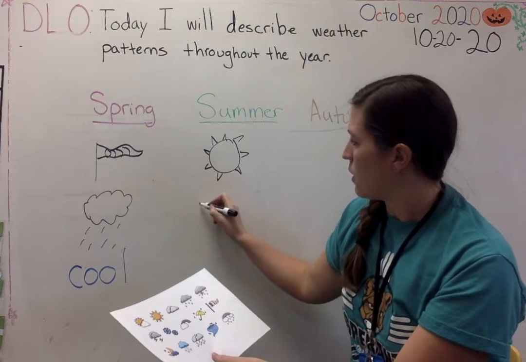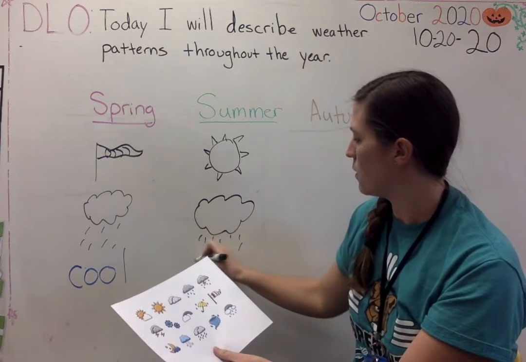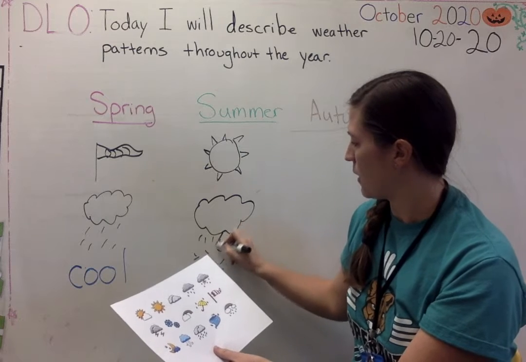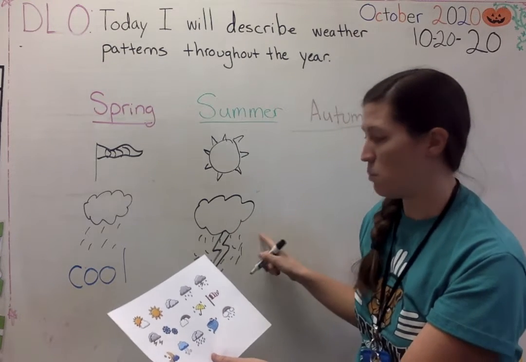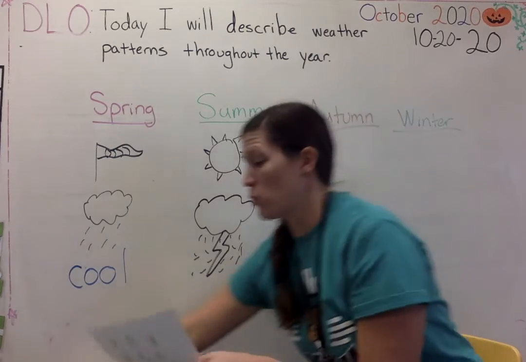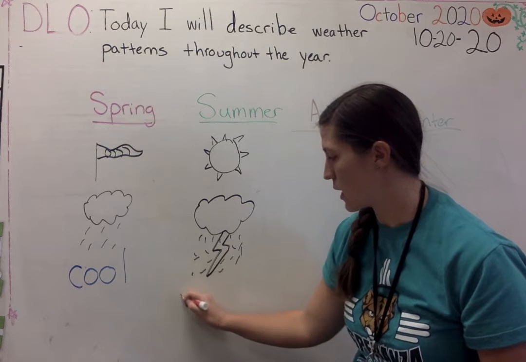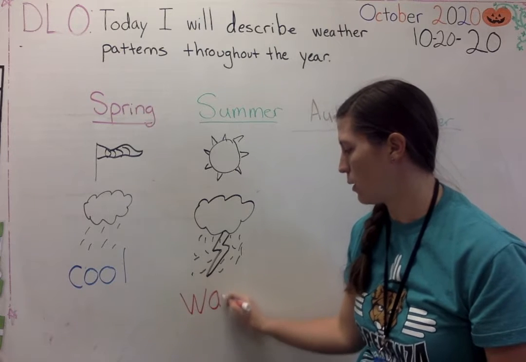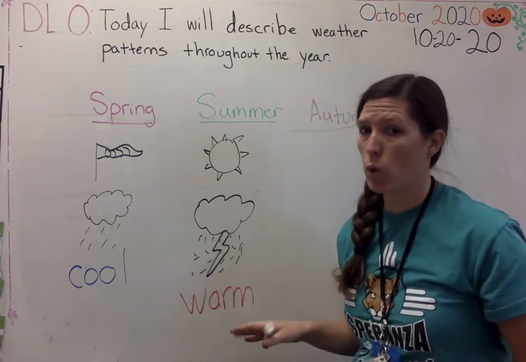But I'll put a cloud with more rain and a lightning bolt because sometimes we get those big monsoons. And then I'll use my red marker to write warm because in summertime that is a typical pattern for New Mexico to have very warm summers.